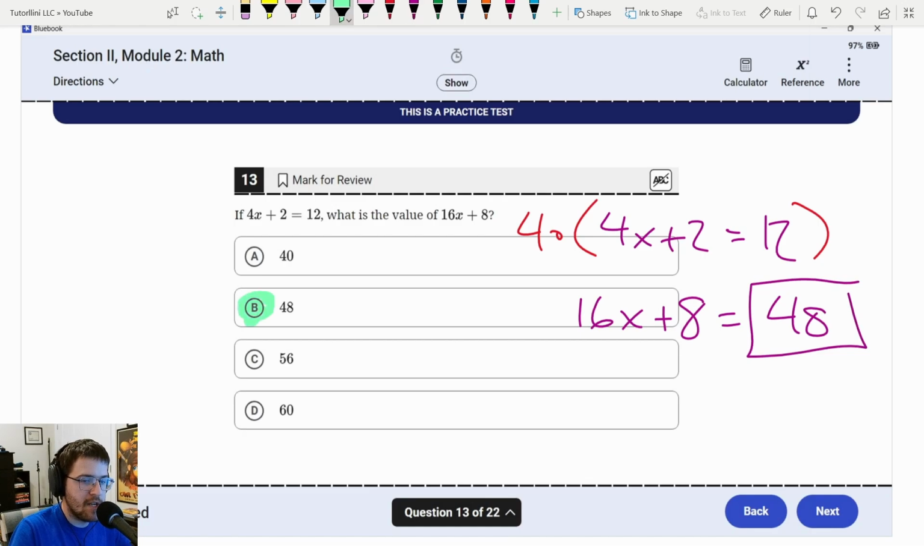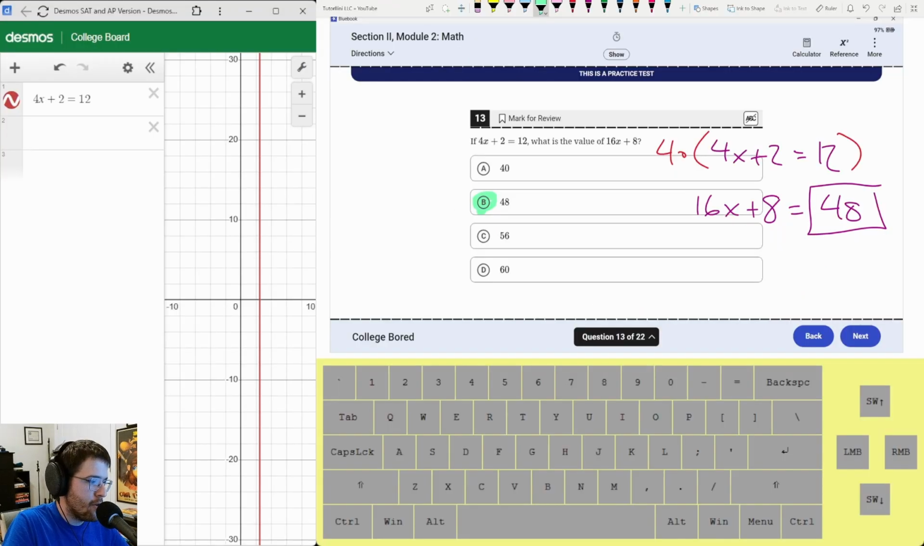We can also do this on Desmos, so let's go do that. Okay, so I type the equation in. The solution to the equation is 2.5. How about I type in A equals 2.5, and then we'll type in the expression we want, 16A plus 8, and I once again get 48.